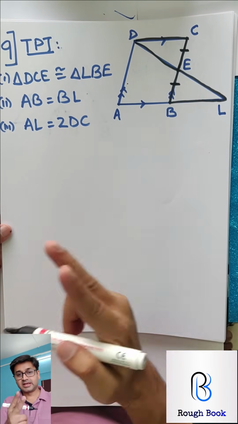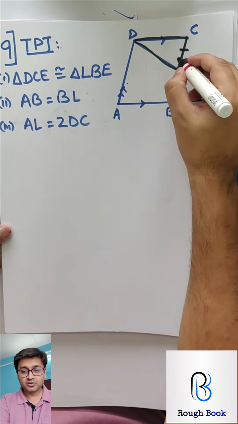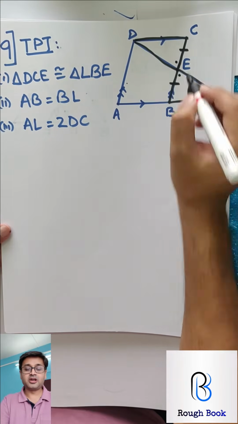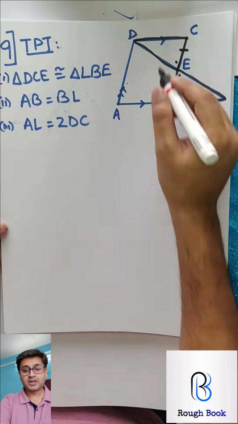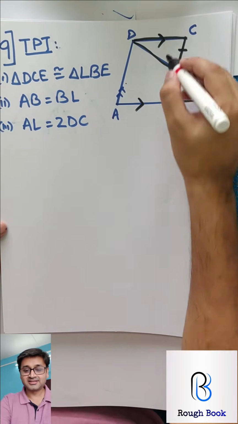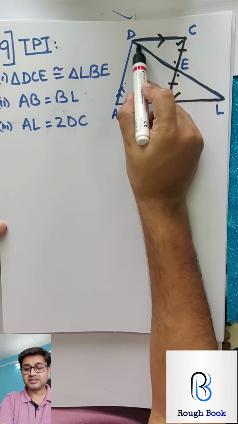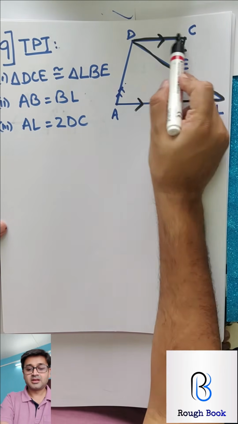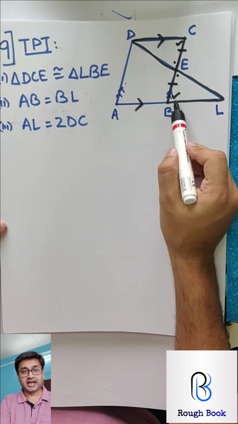So first one, they said E is the midpoint, so this is equal to this. Second, superb. Who got this? Very good. Vertically opposite angles. And the third one, I'm giving you the clue. Parallel. Yes. This is equal to this. Can you see the Z formation? Yes. That is alternate angles.